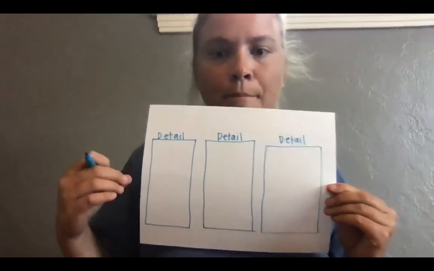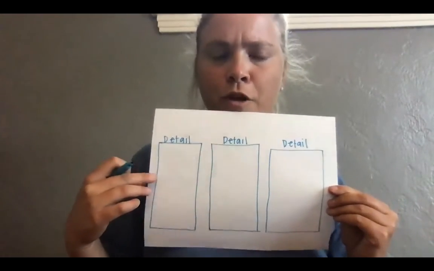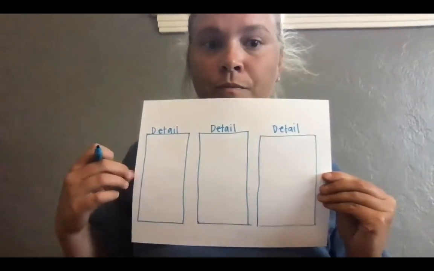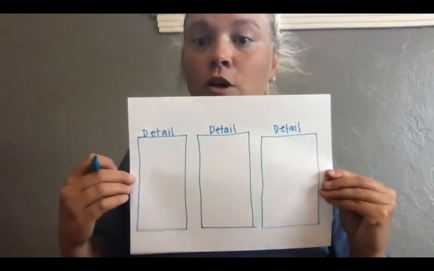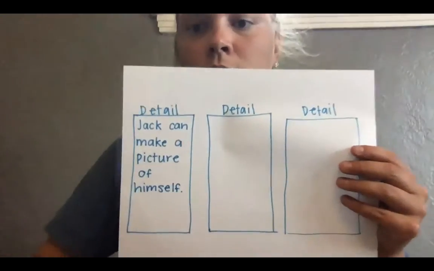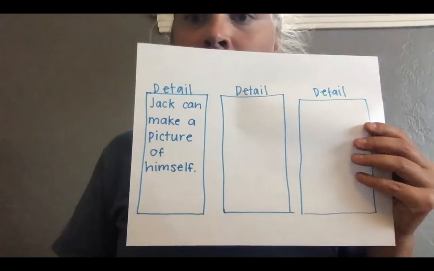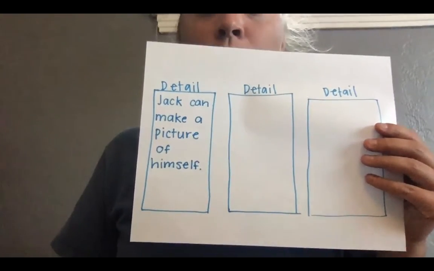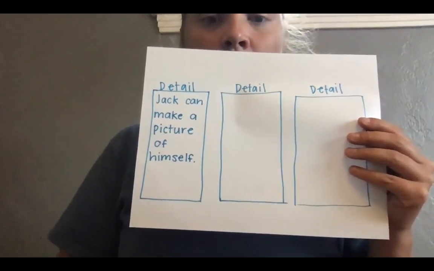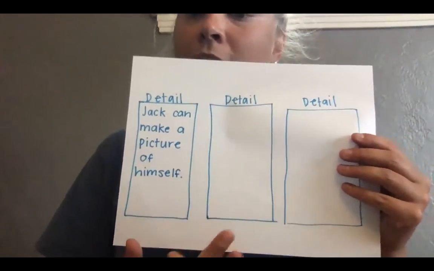Alrighty. So in the beginning of the story, what could Jack do? If I think about it, I want you to sit and think, what is something that Jack could do? Yeah, you're right. He could make a picture of himself. So I'm going to write, Jack can make a picture of himself. So I'm going to put this up close so you can see, but I wrote, Jack can make a picture of himself. So that's one detail that we know about the story and what happened in the beginning. And if you need to, you can go ahead and pause it and write that down. And when you're done, you can go ahead and unpause it and we will be on the next one.